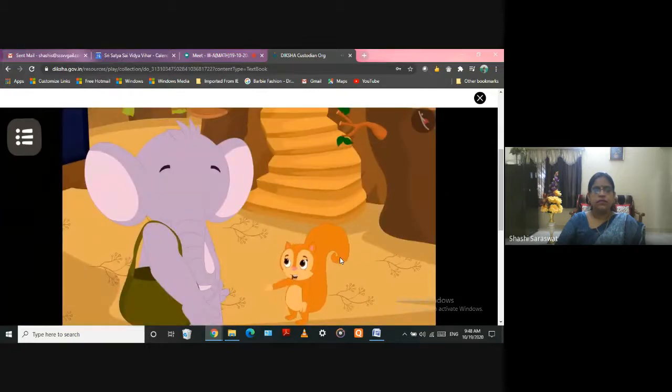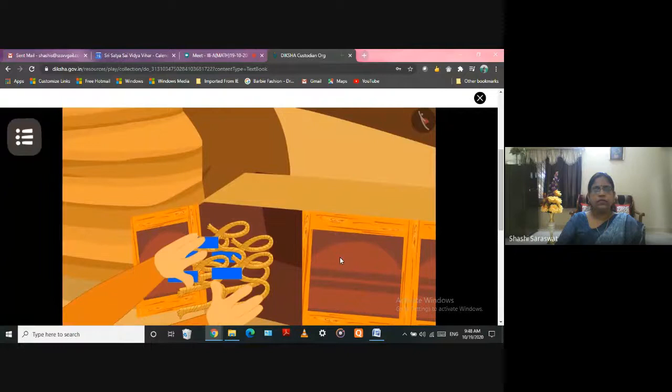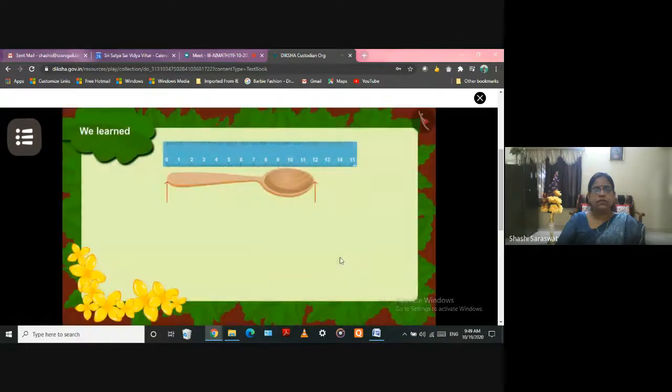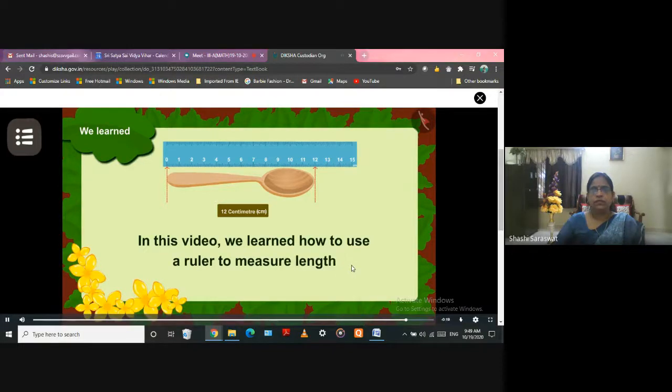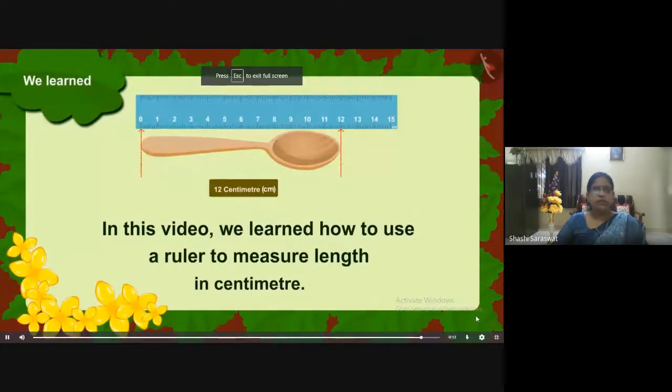Chanda thanks Appu for telling her about the ruler and centimeter and puts the pile of ropes in her house in a cupboard. Kids, in this video, we learned how to use a ruler to measure length in centimeters. In the next video, we will see some common mistakes related to this.